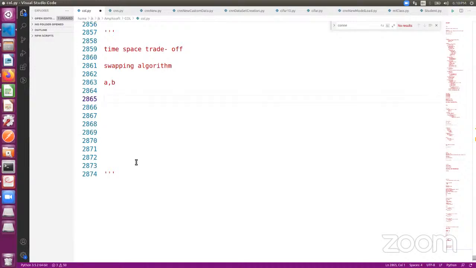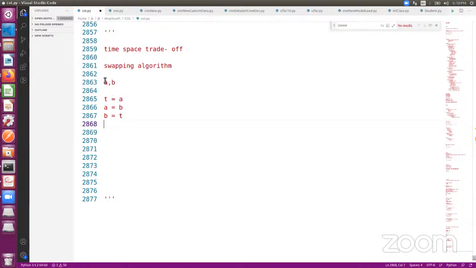Let the temporary variable be T. T is equal to A first. Okay, you can take B also, no problem. Then A is equal to B, and B is equal to T. So A is equal to B and then B is equal to T.